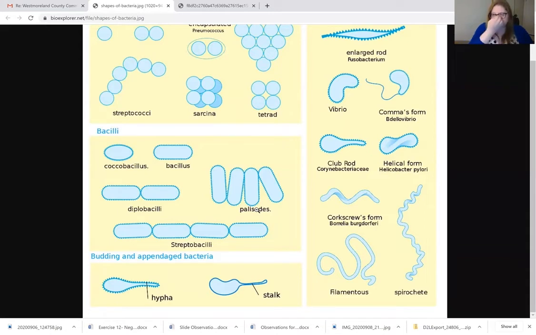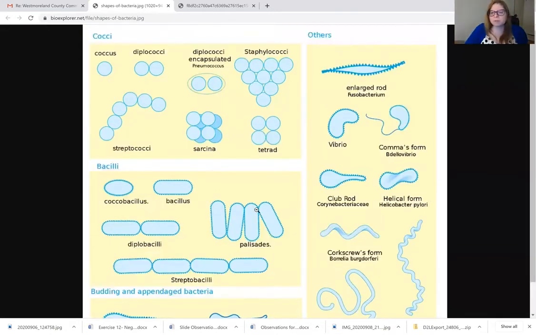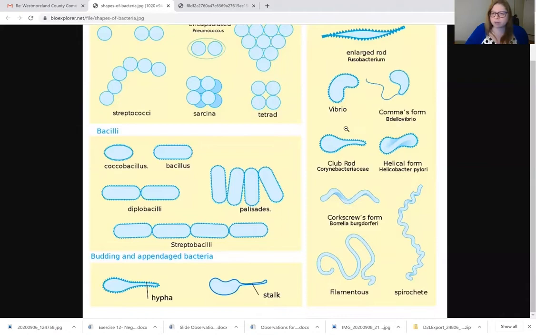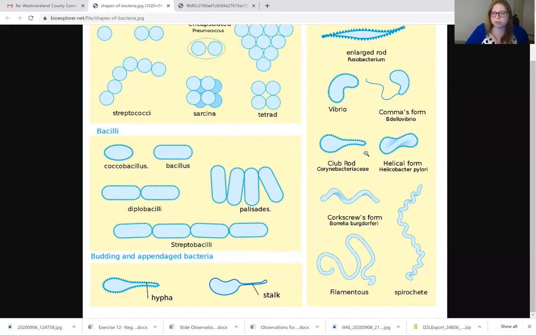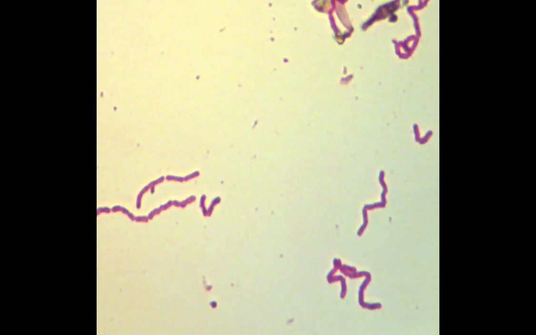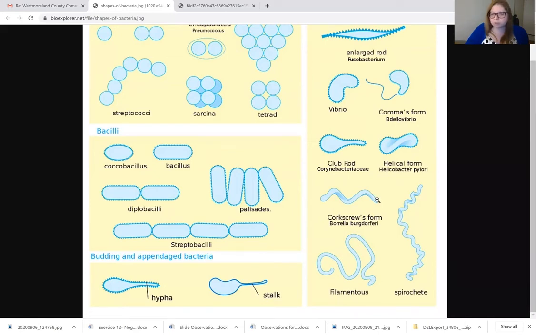There are some other shapes that we discussed briefly. The vibrio, for example, which are comma-shaped. Fusiform bacteria, and this is an example of what a fusiform bacteria looks like. It's a longer, skinny rod-type shape, but it's going to have very pointy ends and will be fatter in the middle. There are also club-shaped bacteria. There are also helicals, and there are corkscrews.